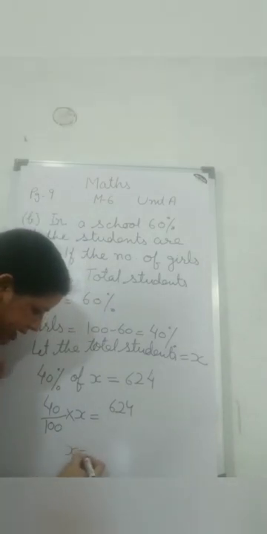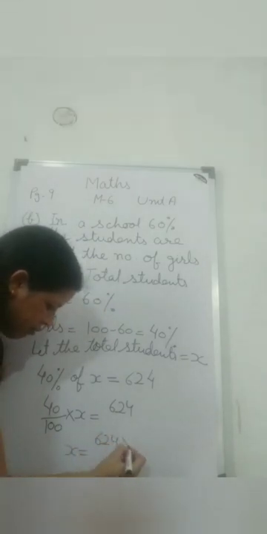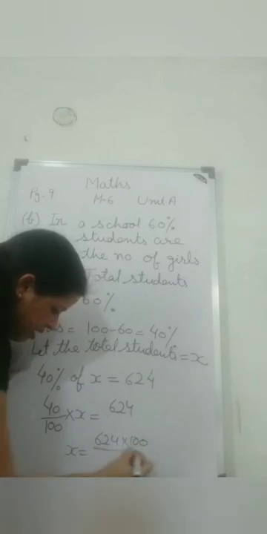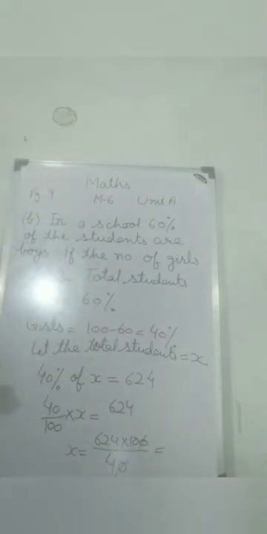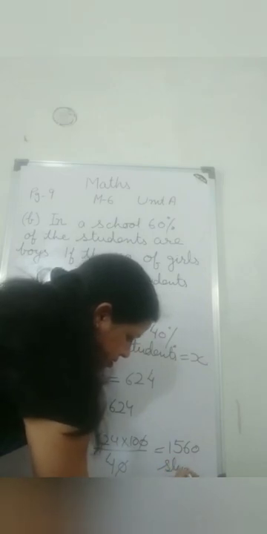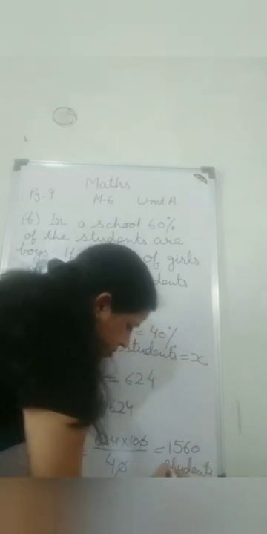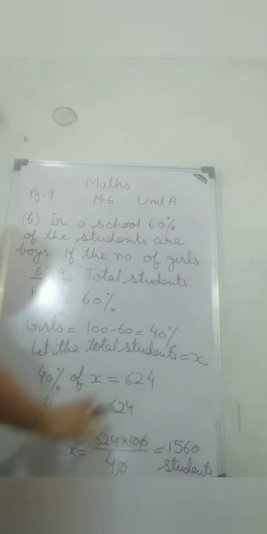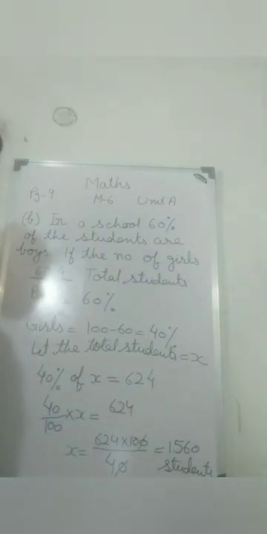Now calculate x is equal to 624 multiply 100 upon 40. Cut them and you will get, multiply them, 1560 students. These are the total number of students, right?